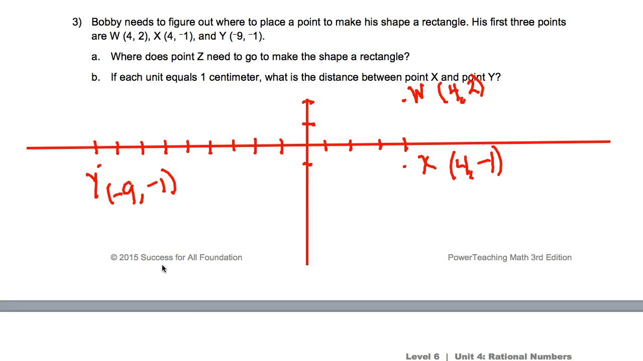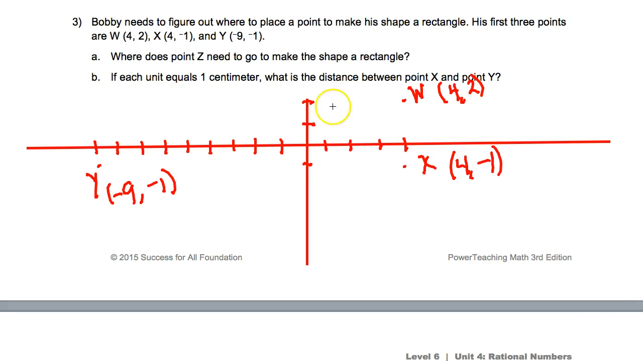Now, we need one more point to make a rectangle. We know that y and x will make one side. X and w will make another side. We need to put point z here so that we can have side yz and side wz. So that point needs to go right about here to make it a rectangle.